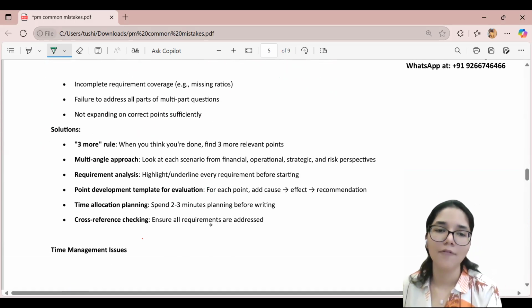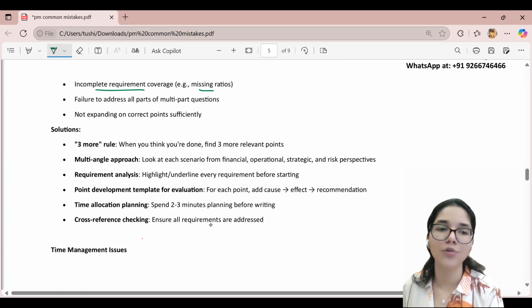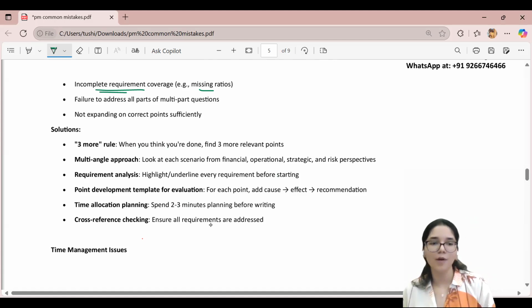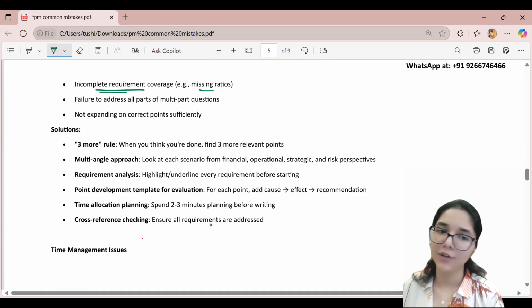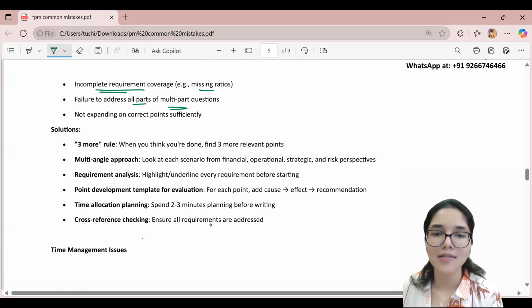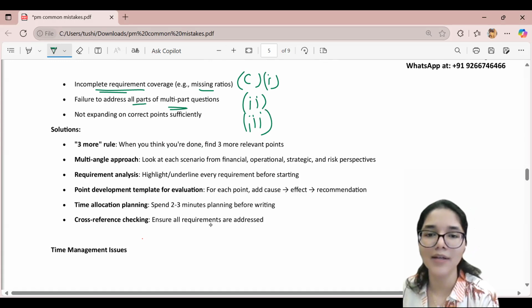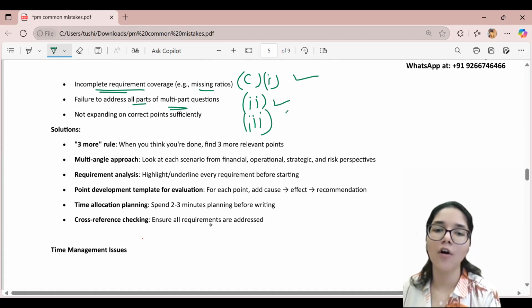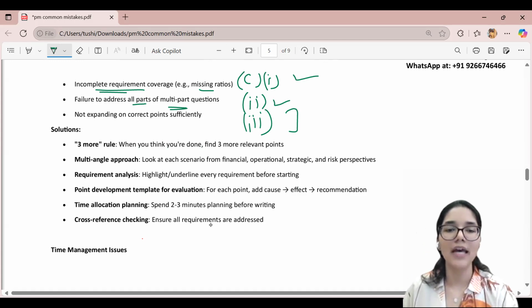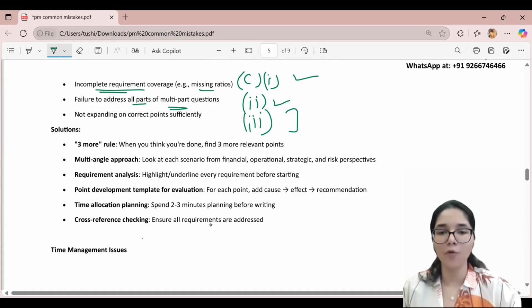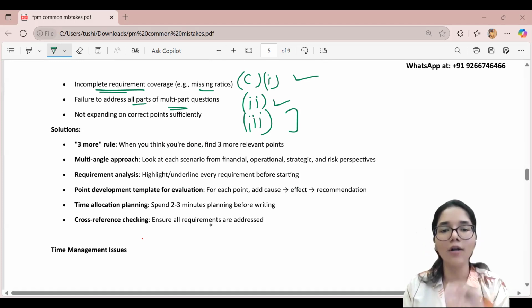Another problem, we have already spoken about missing ratios. You do not answer all of the requirements properly. Failure to address all parts in the multi-part questions. So sometimes if it's a part C, which has part 1, part 2, part 3, a lot of you in exam haste may be answering 1 and 2, but you forgot that there was a third requirement also to answer. So there are a few easy marks which you have possibly lost out on. Maybe you already knew the answer to the question, but because you did not read the question properly, that there were these many requirements, you have lost out on those easy marks.